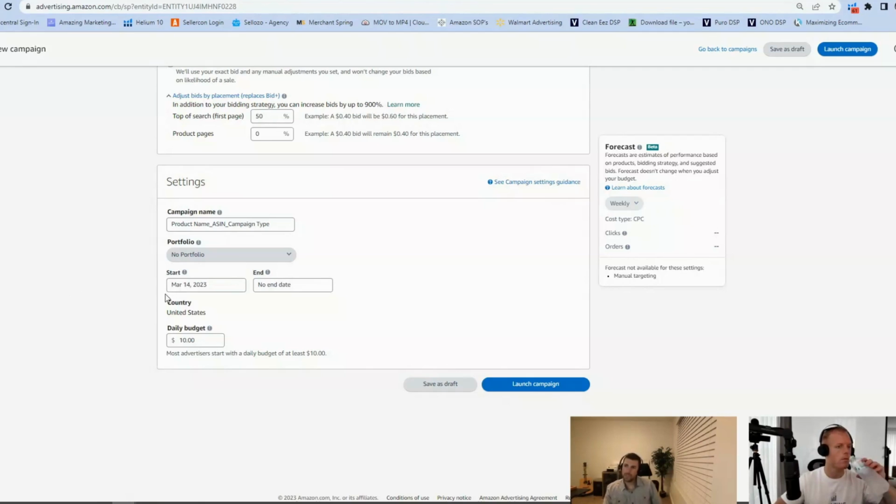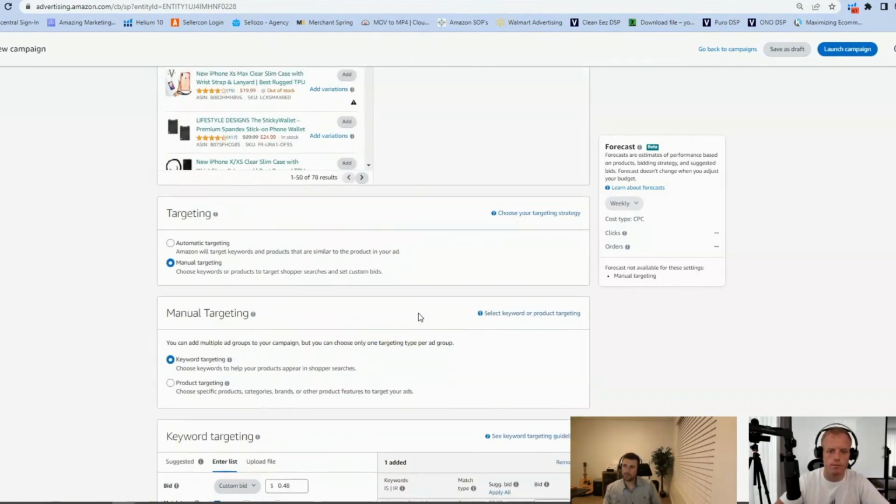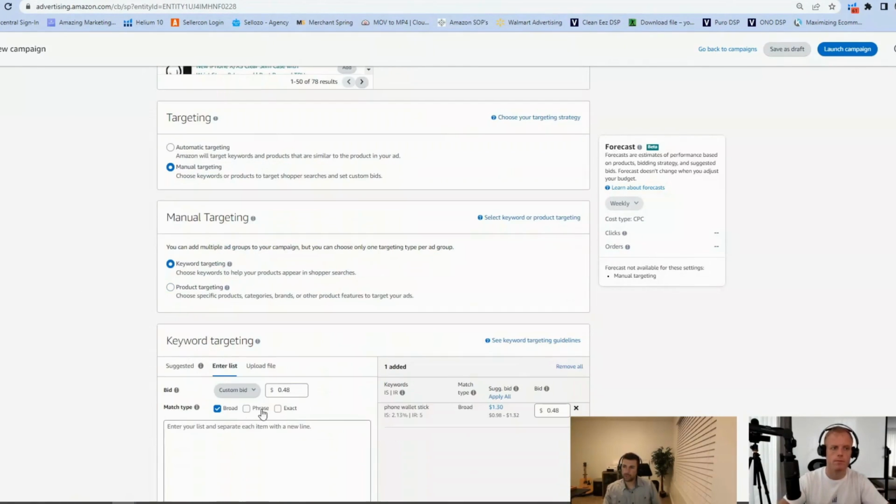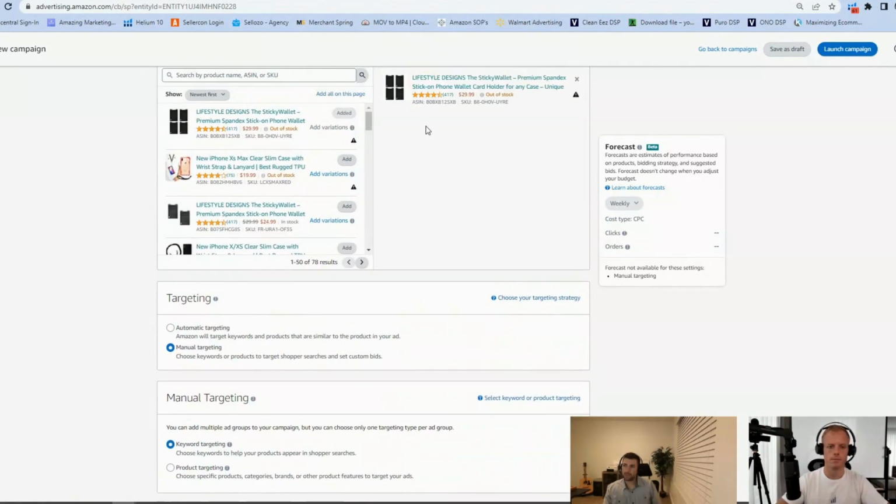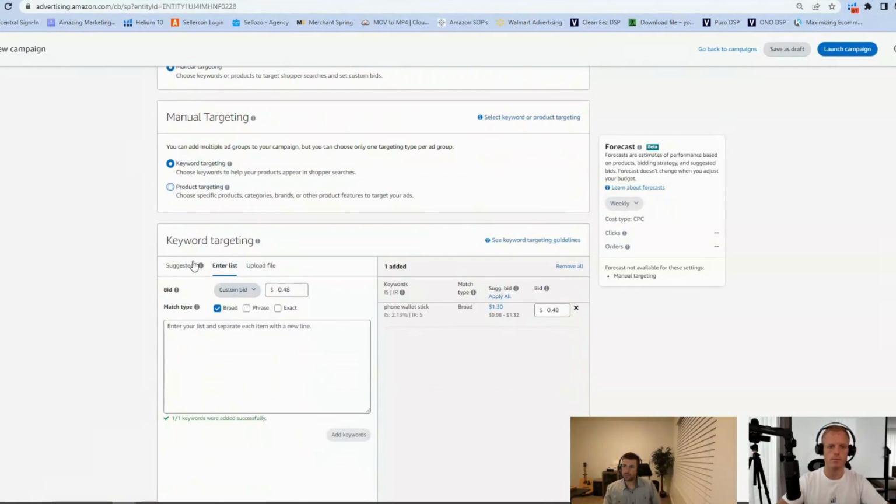Yep, absolutely. Then would come the phrase match campaign under keyword targeting. All things are the same. We would add the product. We would click on manual targeting, keyword targeting. And over here, instead of broad, we would actually click phrase.